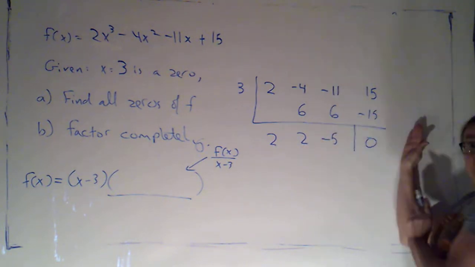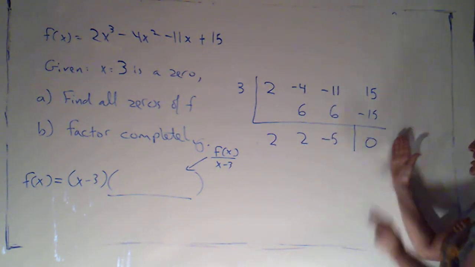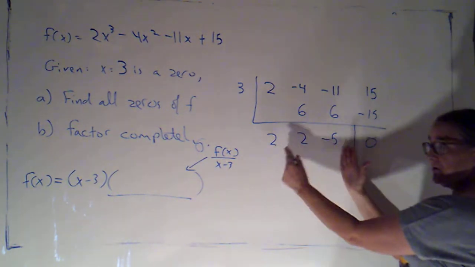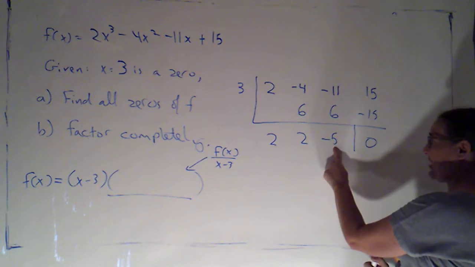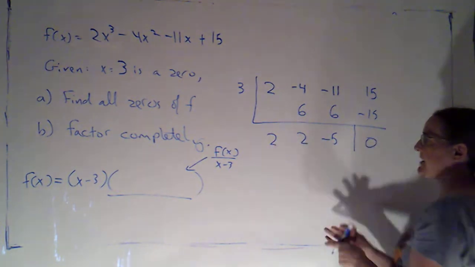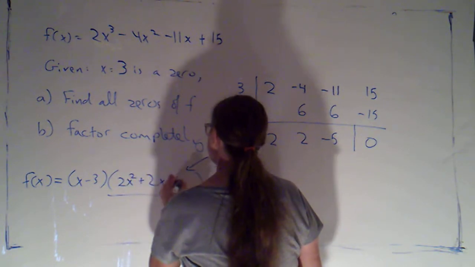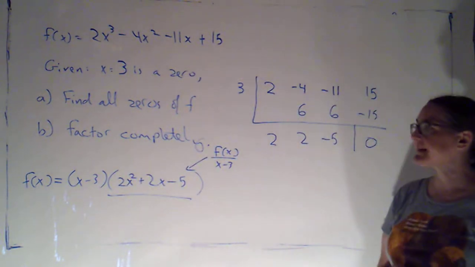Now, I'll let you double check that you got things correct here. We should have gotten a remainder of 0. And this, in code, is that second factor. This is my constant, my x's, my x squareds. So we'll have 2x squared plus 2x minus 5 is our second factor.